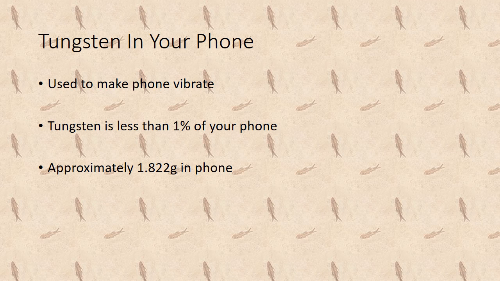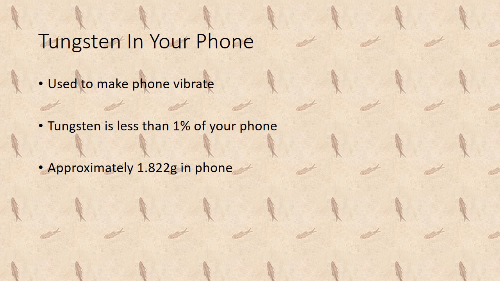The way this works is it's connected to an internal motor of the phone, and when it gets a message, the phone makes the motor spin, and the tungsten in the motor, with the centripetal force that it adds to the spinning of the motor, allows your phone to vibrate.